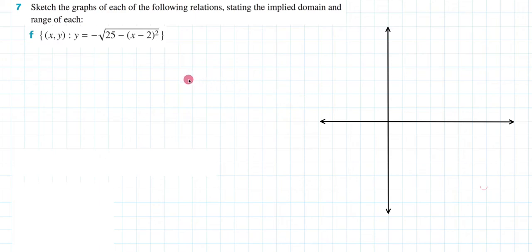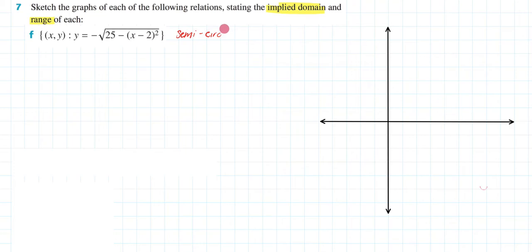Okay, so we're doing exercise 5b, and in this video we're going to go through 7f, which is asking us to sketch the graphs of each of the following relations, stating the implied domain and the range of each. So here we're given y equals minus the square root of 25 minus (x minus 2) squared. Immediately upon looking at this, we should know that we're dealing with a semicircle.